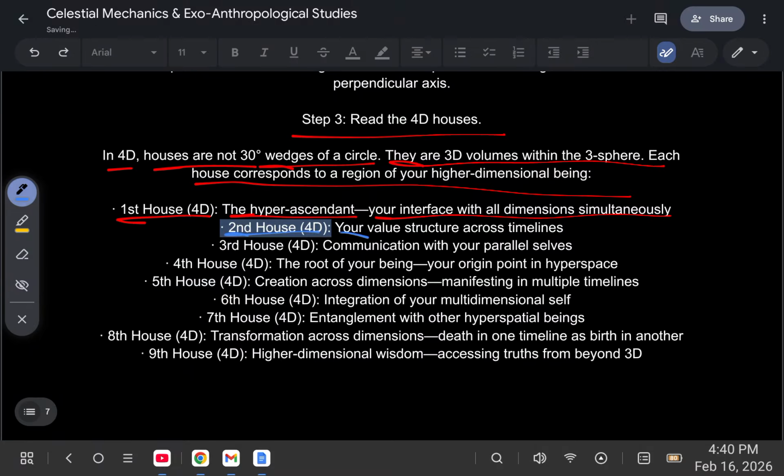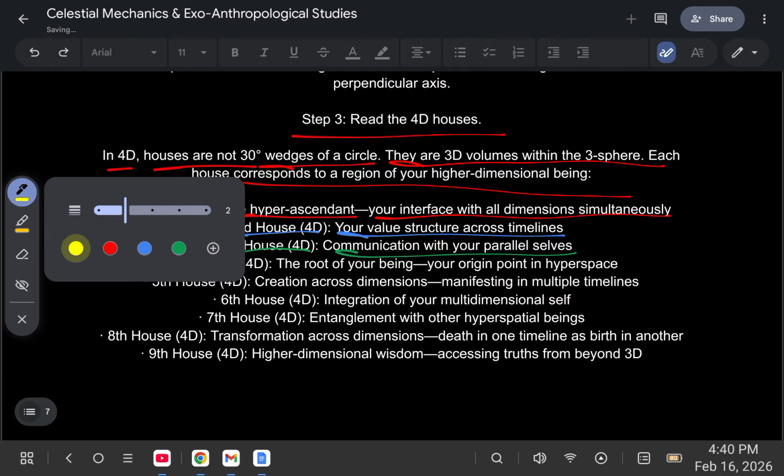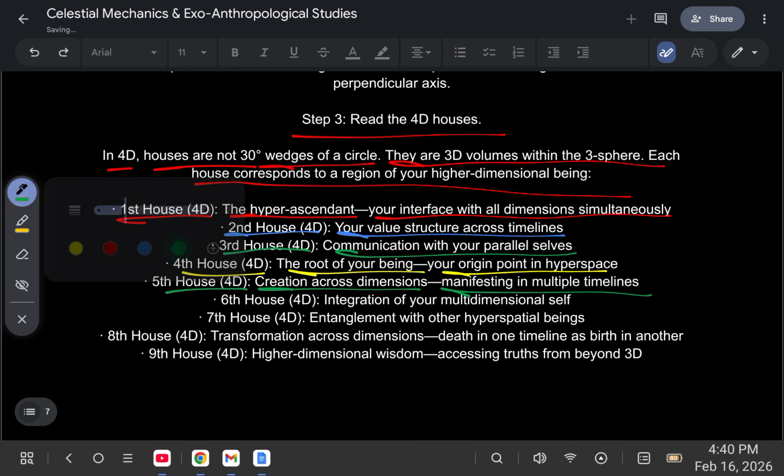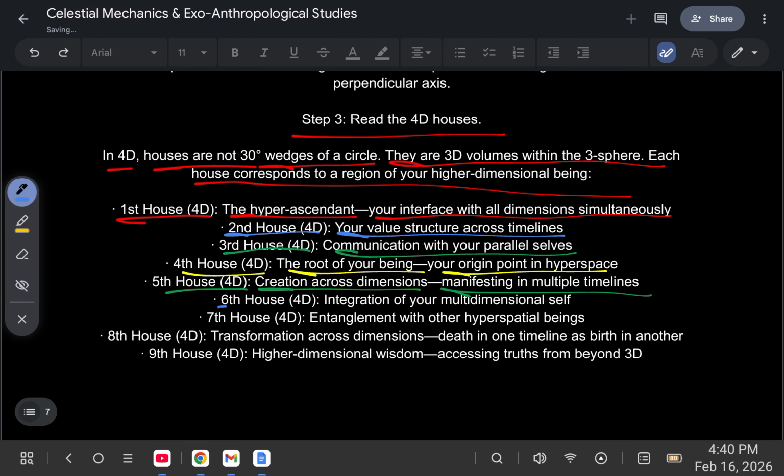Second house in 4D, your value structure across timelines. The third house in 4D, communication with your parallel selves. The fourth house in 4D, the root of your being, your origin point in hyperspace. Fifth house in 4D, creation across dimensions, manifesting in multiple timelines. Sixth house in 4D, integration of your multidimensional self.